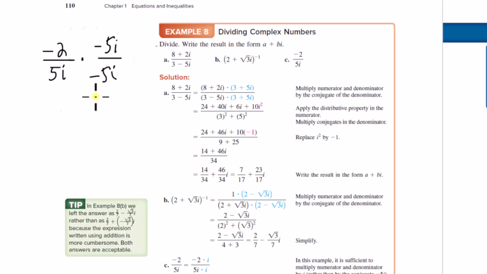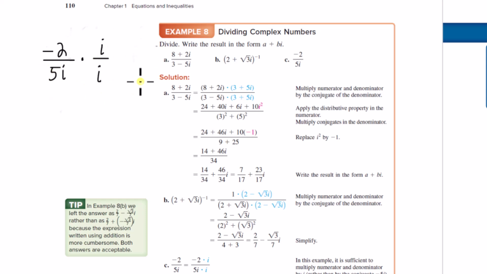But technically, you don't even have to multiply by 5i. You could multiply by i over i. Because the whole purpose of multiplying by the complex conjugate is to get a pure real number in the denominator. It's not about the complex conjugate. It's about getting a pure real number in the denominator, just one number. That's the whole point.